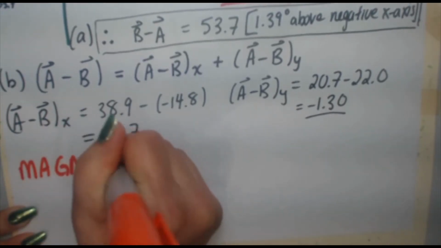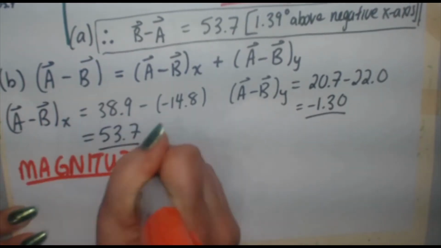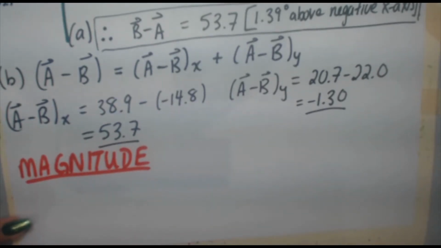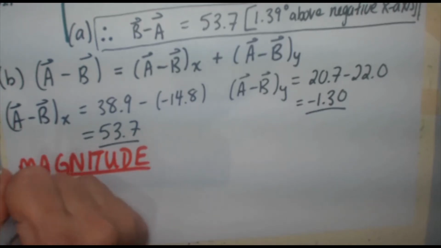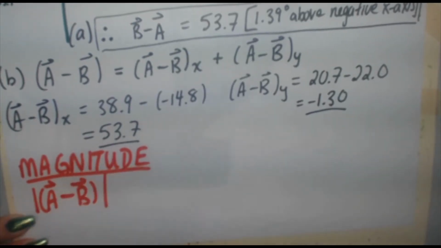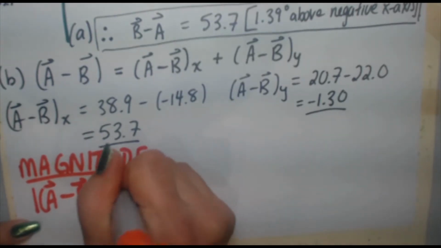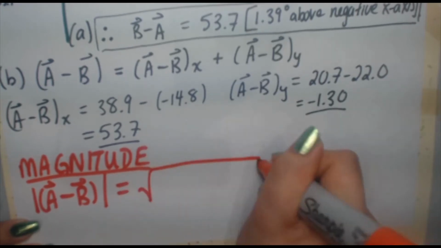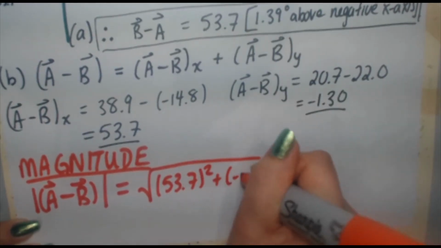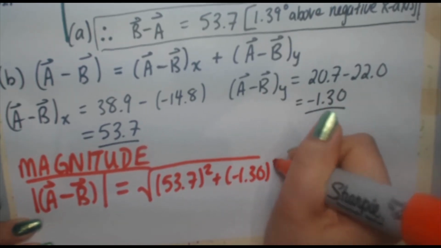And just as we did before, it's Pythagorean theorem. The square root of the sum of the squares of the x and y. Okay, so a minus b, and again you put those straight lines on opposite sides, it means absolute value, is equal to the square root of 53.7 squared plus negative 1.30 squared.